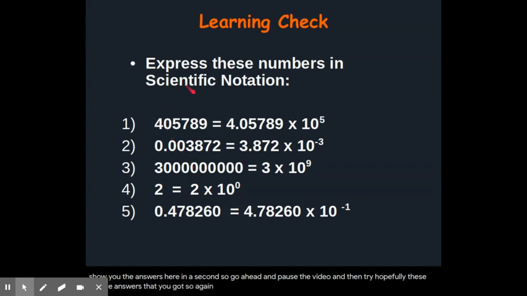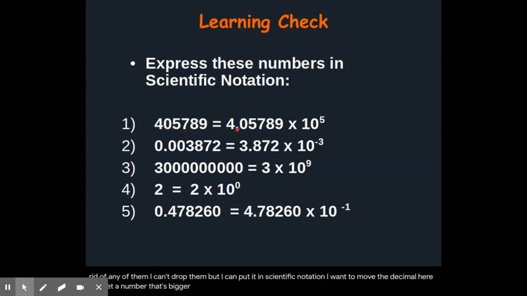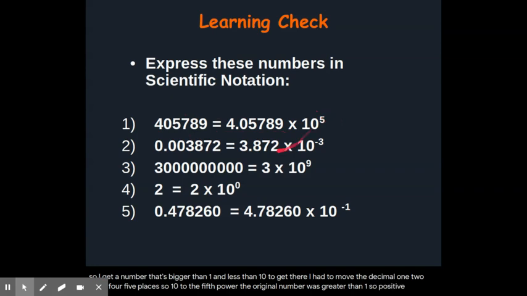So again, here, notice all the numbers here are significant figures. I can't get rid of any of them. I can't drop them, but I can put it in scientific notation. I want to move the decimal here so I get a number that's bigger than 1 and less than 10. To get there, I had to move the decimal 1, 2, 3, 4, 5 places. So 10 to the 5th power. The original number was greater than 1, so positive exponent.